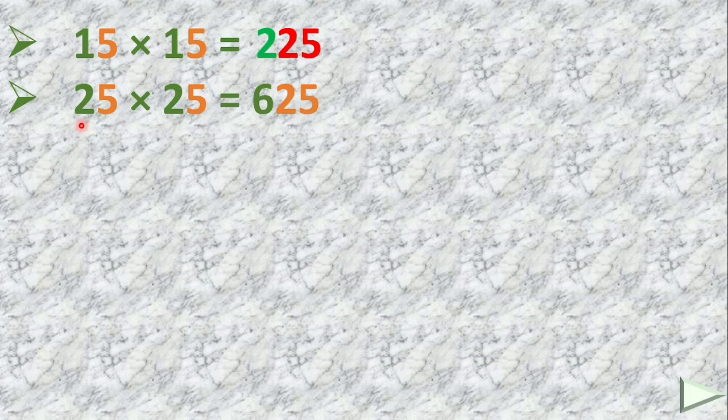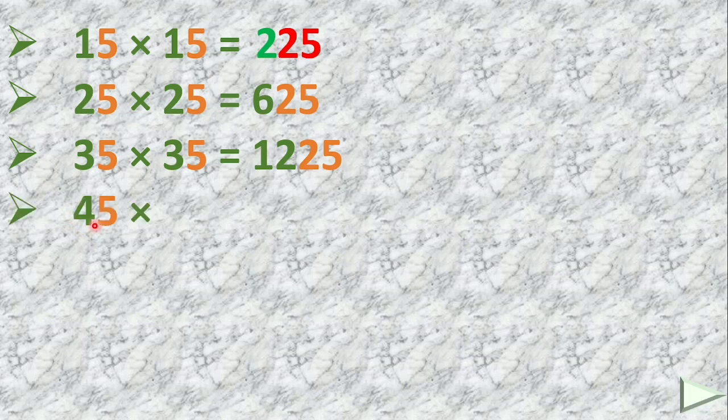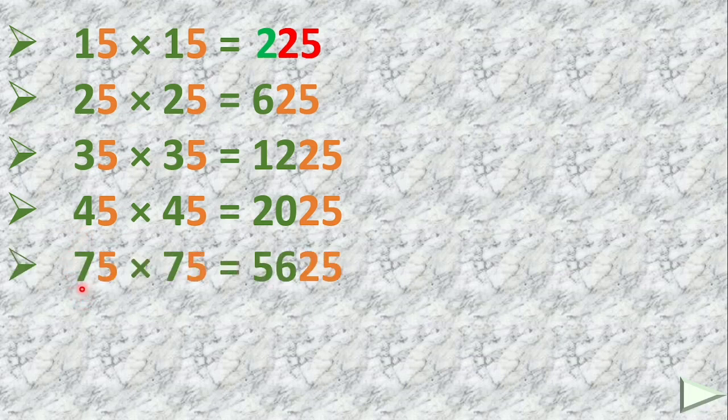Similarly, 2 threes are 6 and 5 fives are 25. Next, 3 fours are 12 and 5 fives are 25. Now 45 multiply 45, 4 fives are 20, 5 fives are 25. So answer is 2025. Next, 7 eights are 56, while 5 fives are 25. Answer is 5625.